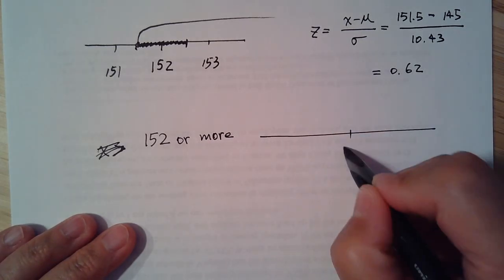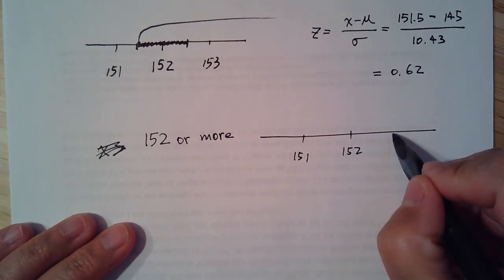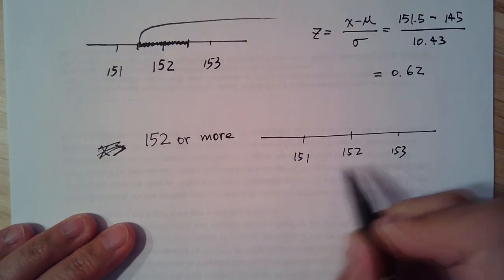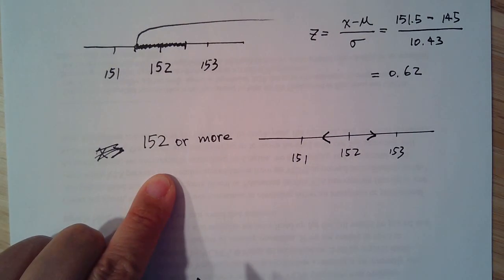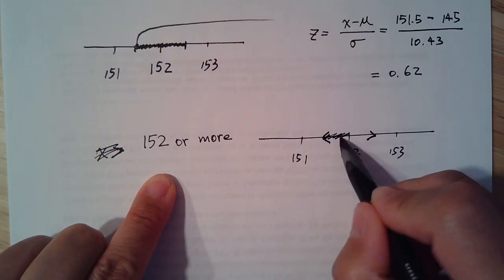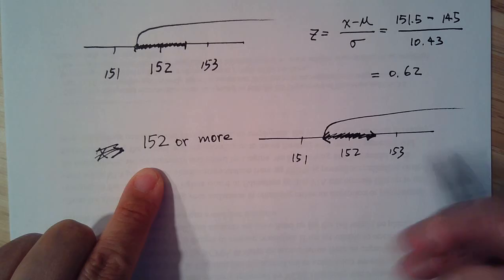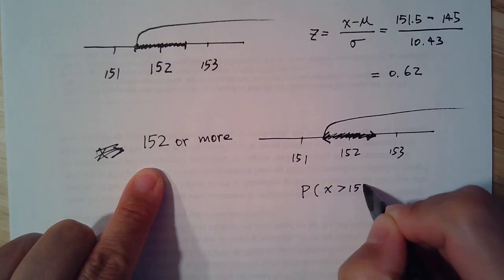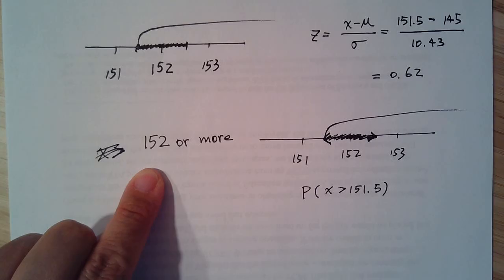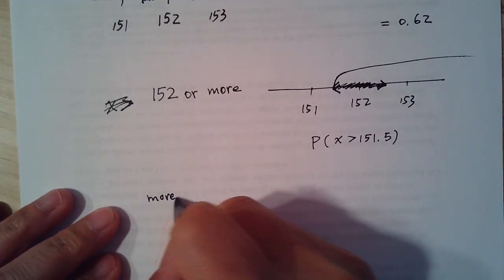So I would go 152, again 151, I repeat this, okay, and 153. So 152 is actually here, right? From here to here, you can shade this line. And 152 or more, so that's from here. So you should look for x greater than 151.5. Make sense?